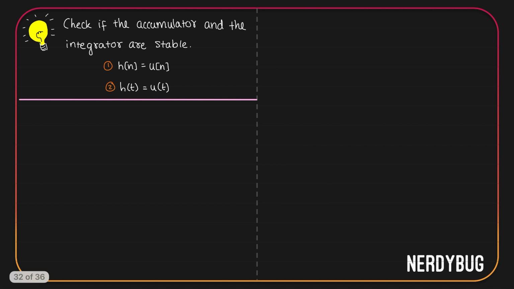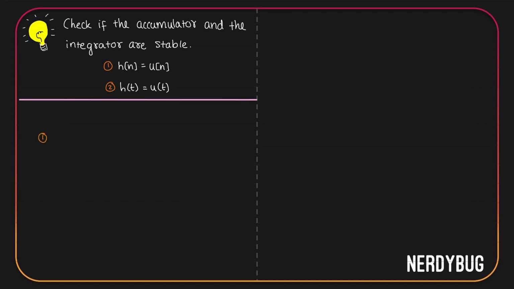Let us see another problem. We have to check if the accumulator and the integrator are stable. Accumulator is the system that has impulse response u of n. Similarly, integrator is the continuous time version of it. Its impulse response is u of t. Let's take the first one. To check if the system is stable or not, we have to calculate summation from k equals minus infinity to infinity.